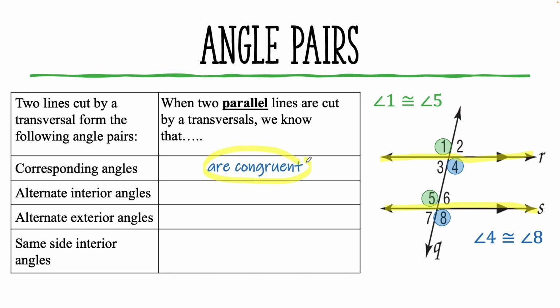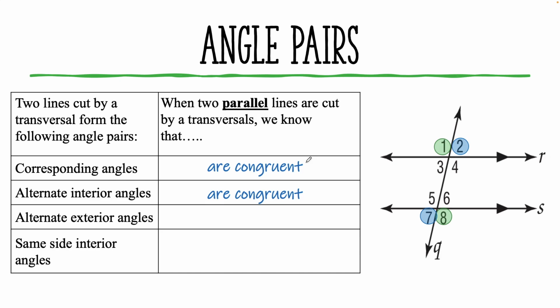Okay, so when two parallel lines are cut by a transversal, we also know that alternate interior angles are congruent. Angle 3 would be congruent to angle 6. Angle 4 would be congruent to angle 5. Let's push them out. Alternate exterior angles are also congruent. So angle 1 is congruent to angle 8 and angle 2 is congruent to angle 7.